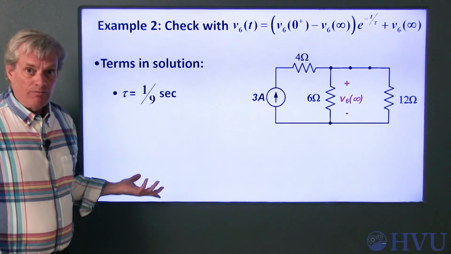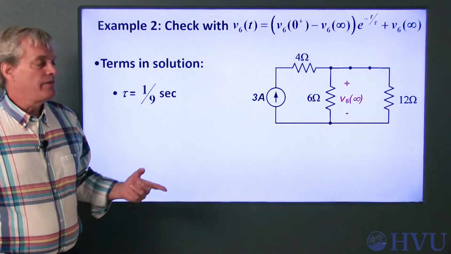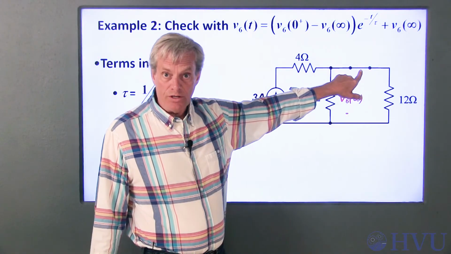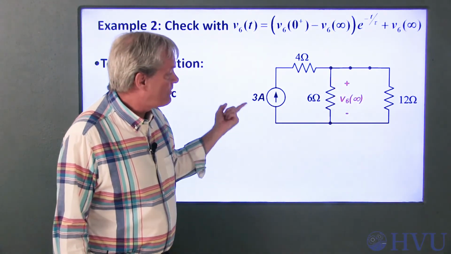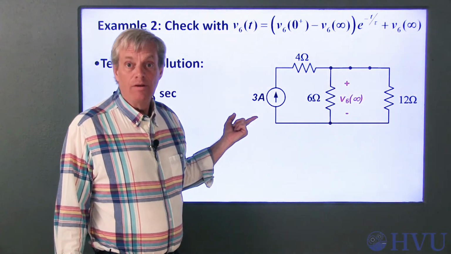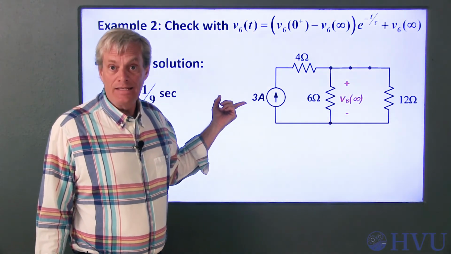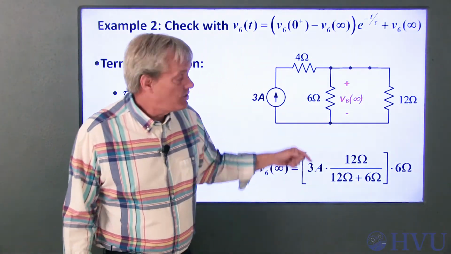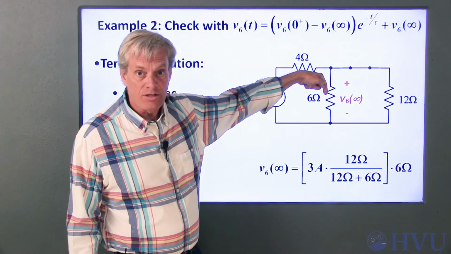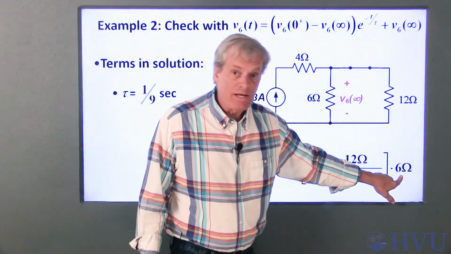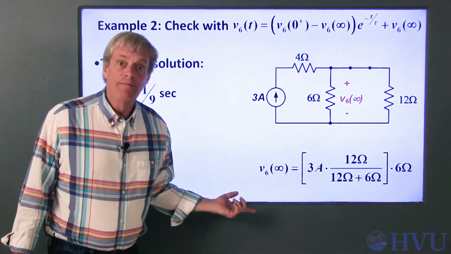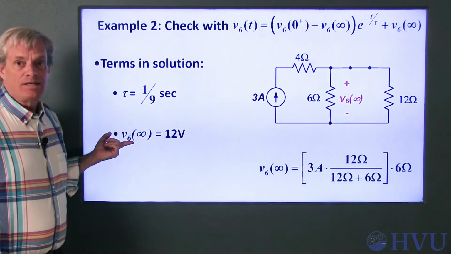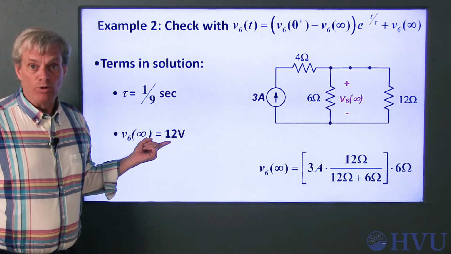To find the final value of V6, we use the property that inductors behave like short circuits as time goes to infinity if the forcing function is a constant. The appropriate circuit to analyze is this one. I can use a current divider to determine the current through the 6 ohm resistor and then multiply that by 6 ohms to get the voltage. If I do that, I find that V6 of infinity is equal to 12 volts.